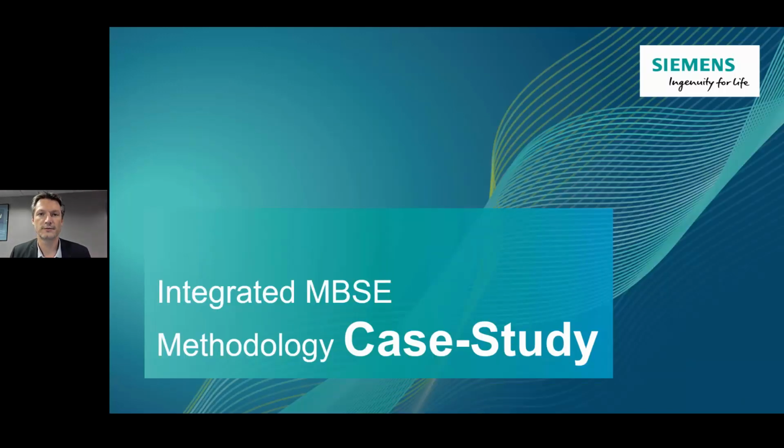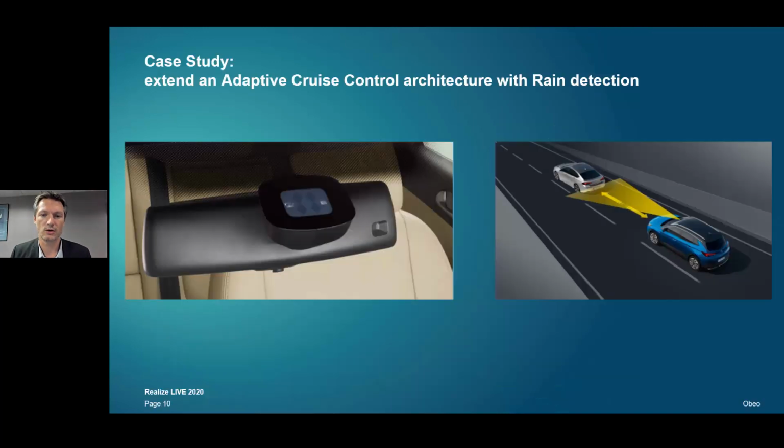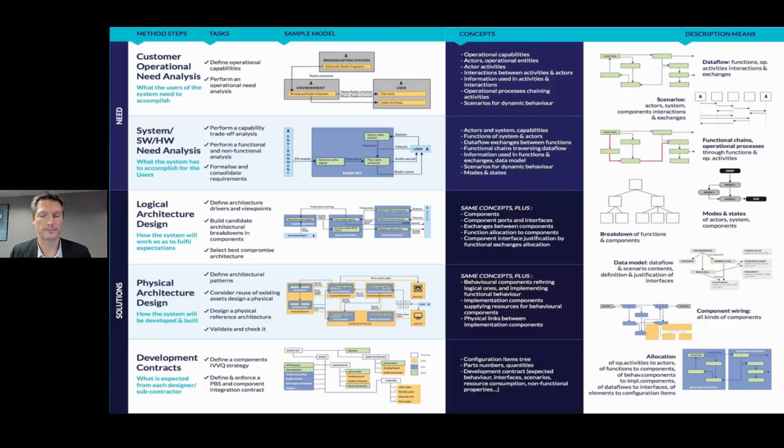So now let's focus on the case study and go more into a concrete example. This example will be about a rain detector in my car and a system to make my car go slower or to suggest a speed, depending on the rain.